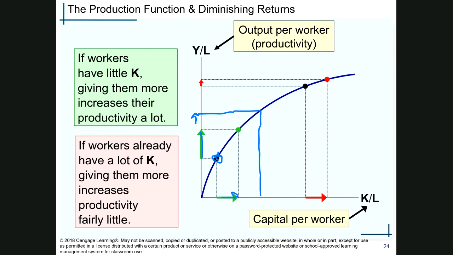Okay. Like we go here, we give him another one out here. Okay, you get another oven in that small facility, then they can make an extra one, but not as much. When you get to the point where you get an extra oven and all that, it doesn't bring any more. It's just sitting there. Okay, that's called diminishing return. The production function has diminishing return. If workers have little capital, let's say there's just one oven in there, you give them another oven, they bring more. Giving them more capital increases their productivity a lot. If workers already have a lot of capital, giving them more increases productivity fairly little.